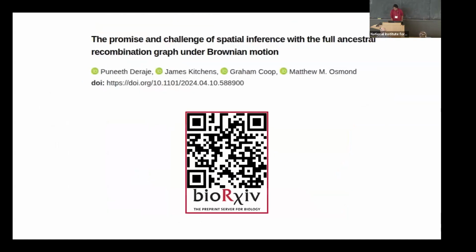There are some issues with the method, and I won't go into them today, but both the method and the usefulness as well as the challenges of it are in a preprint, and I'm happy to chat more about it.